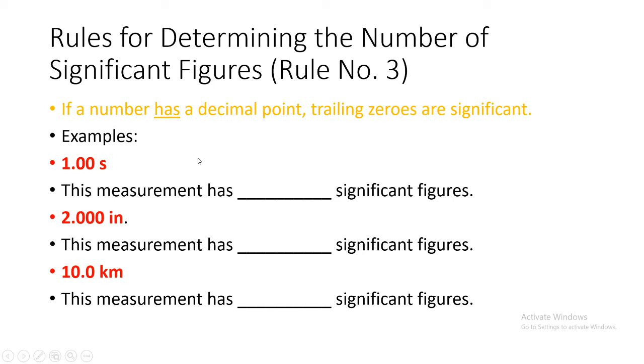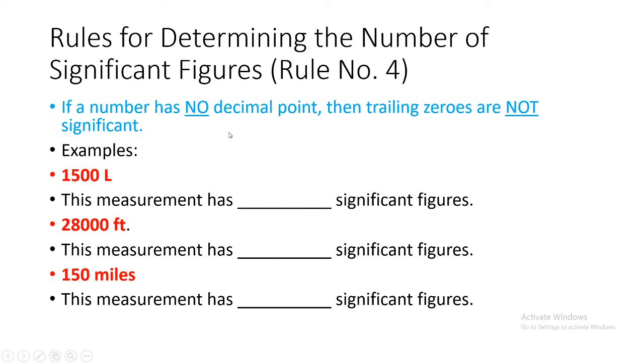If a number has a decimal point, like this one, the trailing zeros are significant. If you have a decimal like this, the trailing zeros are significant. So you have 3 here, 3 significant figures. You have 4 here, and you have 3 here. Okay?